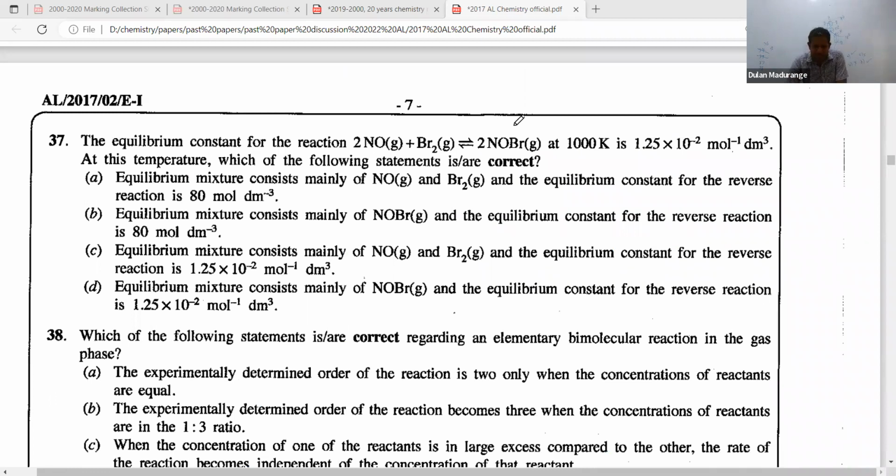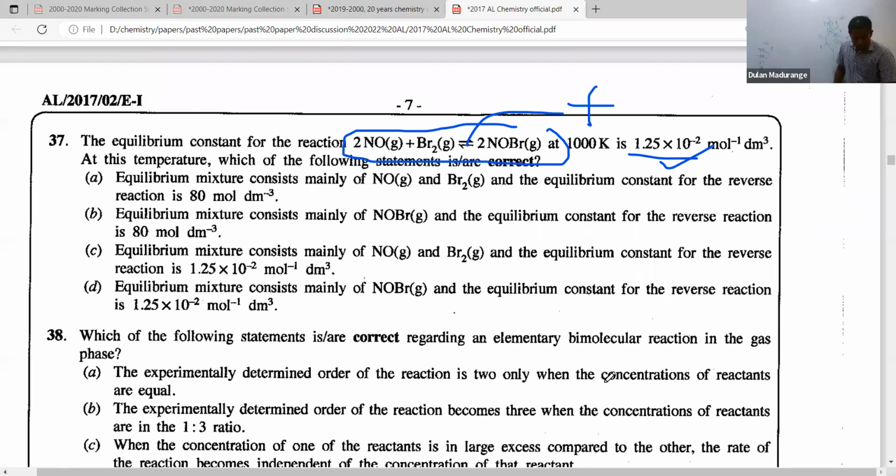Now in this case, the equilibrium constant is given here. This is the equilibrium constant of the forward reaction. So if you want to get the backward reaction equilibrium constant, that is the reciprocal of this. Right? Let's discuss 37. So for question number 37, the answer is answer number 5 again, because there's only one statement correct. So what is that statement?